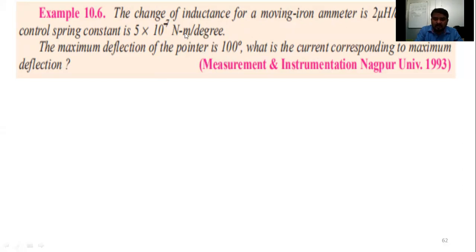100. So this 100 we have to multiply into this value: 5 × 10^-7 × 100 degrees. It will come in newton meter. I will show that one, the given data and all the details, here now.